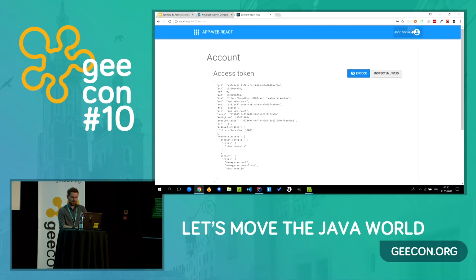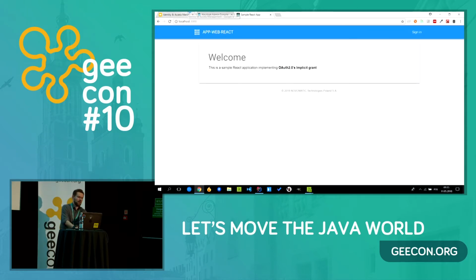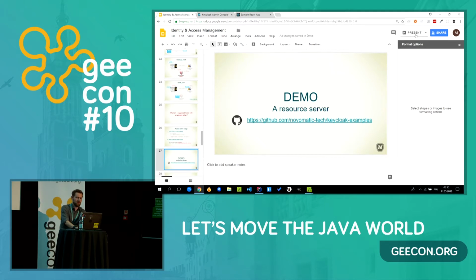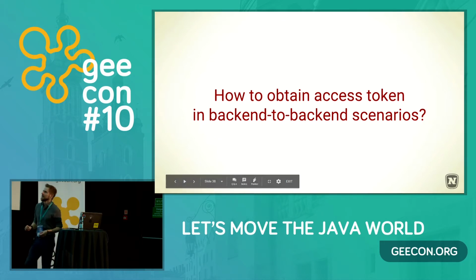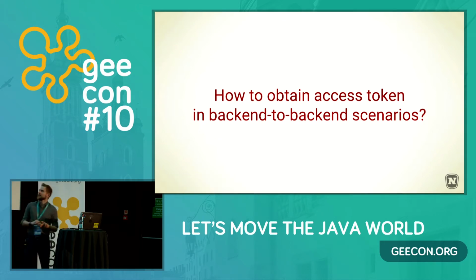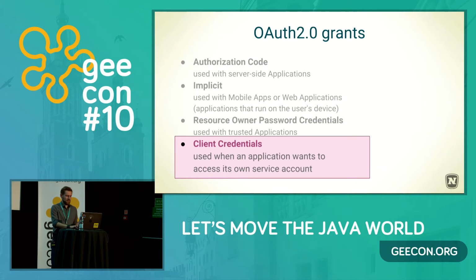So let's log out from here and let's go deeper. We need to go deeper. Okay, how to obtain an access token in backend-to-backend scenarios. This is a typical case in which the client credentials flow comes in handy.